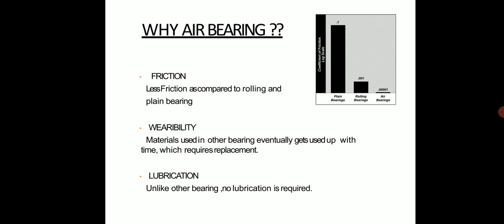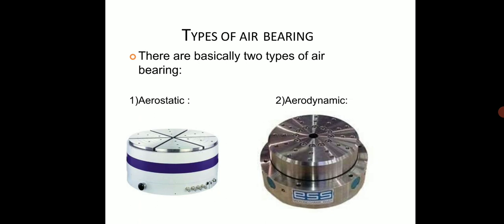Why air bearings? Function: it functions compared to rolling and plain bearings. Durability: material used in other bearings eventually gets used up with time, which requires replacement. Lubricant: unlike other bearings, no lubricant is required in air bearings. There are two types of air bearings, basically: first aerodynamic and second aerostatic.